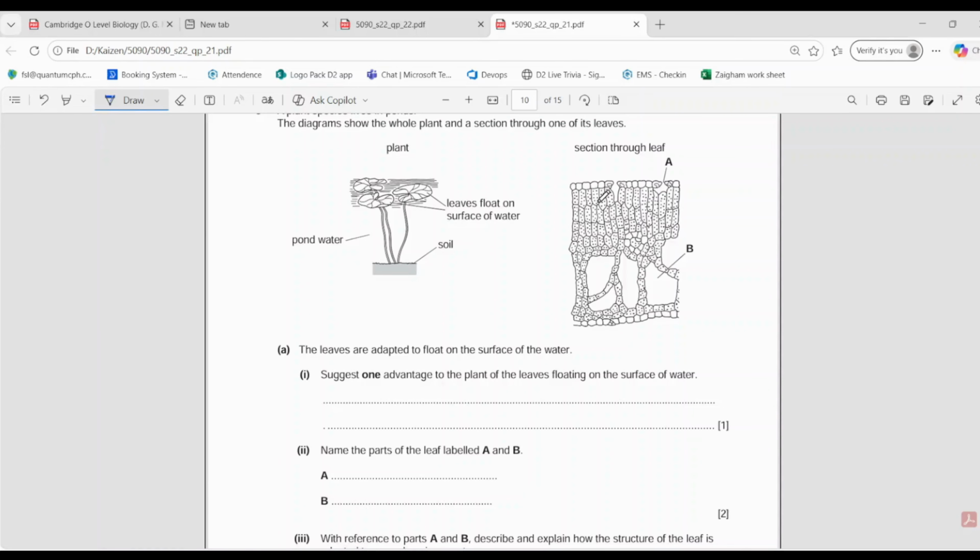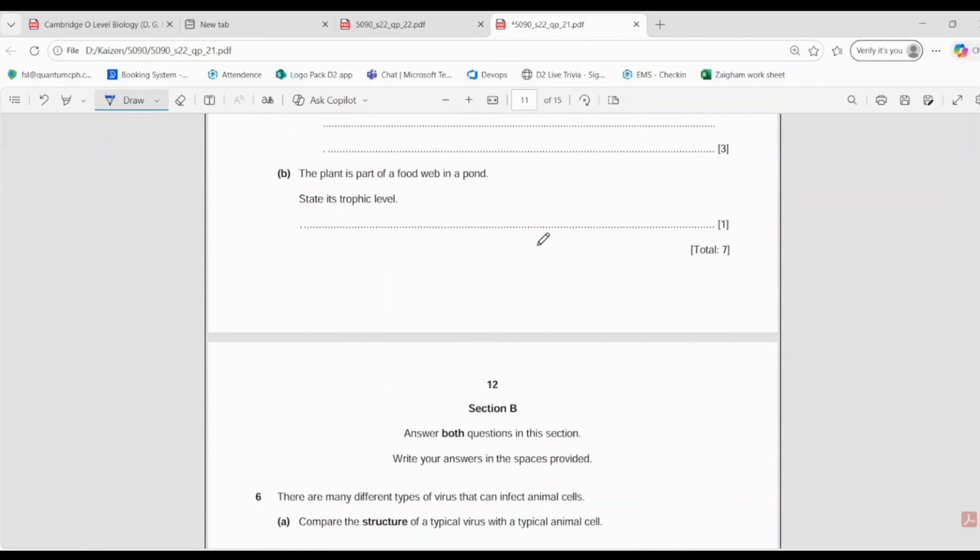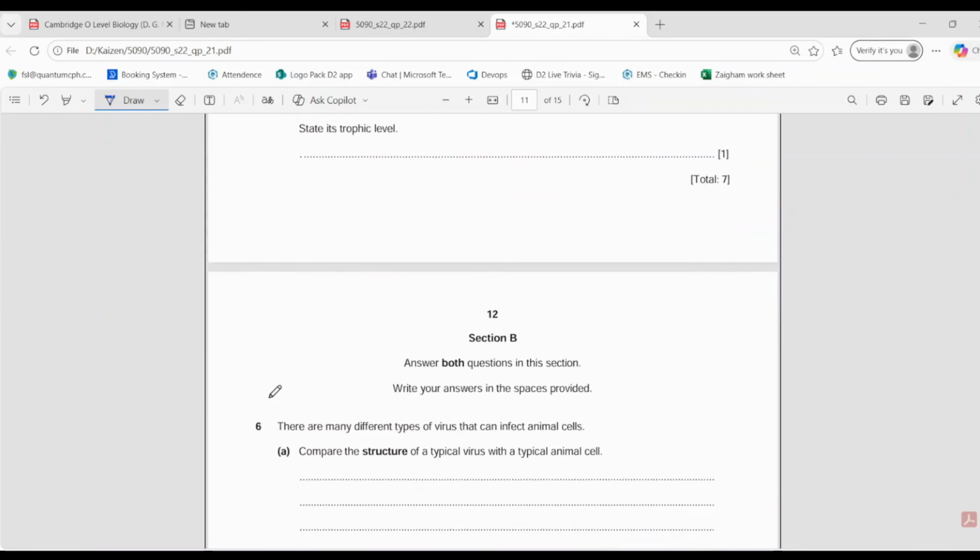Air surface helps them to float on water. So larger airspace means they would have lesser density but more volume, so that helps them to float on water. Okay. What is this trophic level? First trophic level, that is producer. Okay.